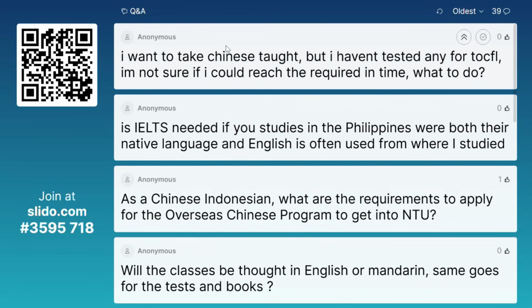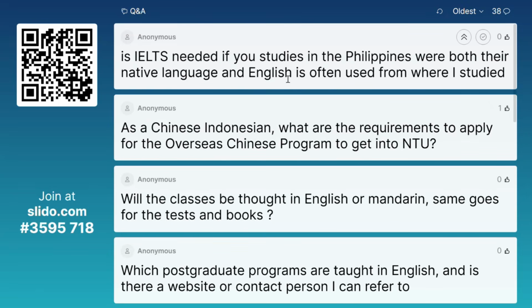Okay, I want to take the Chinese top program, but I haven't taken any test for TOEFL. I'm not sure if I could reach the required level in time. So what do I do? You can still apply, and then after that you can take the exam. If you get a conditional offer, then the latest deadline for you to submit the Chinese proficiency certificate will be the end of May 2027.